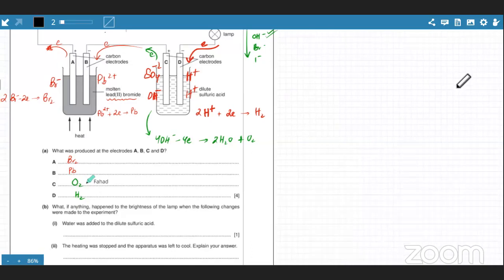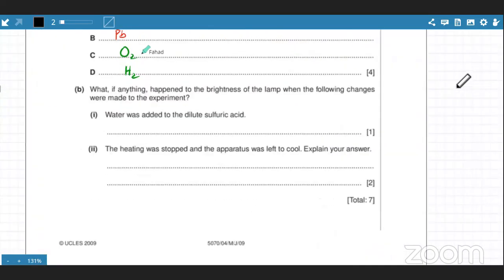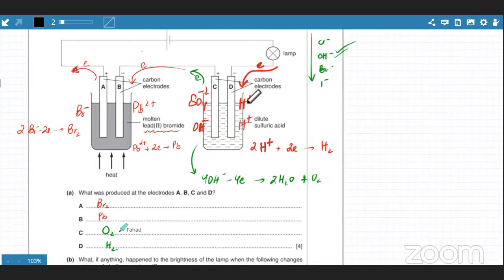The next part of the question is, what if anything happened to the brightness of the lamp when the following changes were made to the experiment? The first one is water is added to the dilute sulfuric acid. So they're basically making it more dilute. If you add more water to it, the ions would be less concentrated. And remember, how are the charges flowing? The battery is sending in charges. Electrons are gained by H plus 1 on one side and lost by OH minus 1 on the other side.